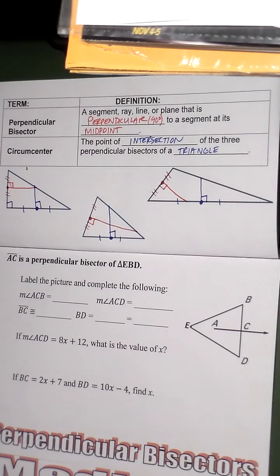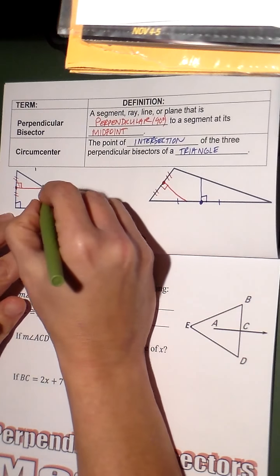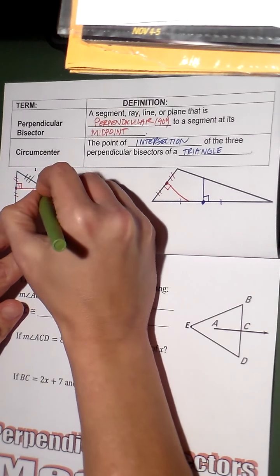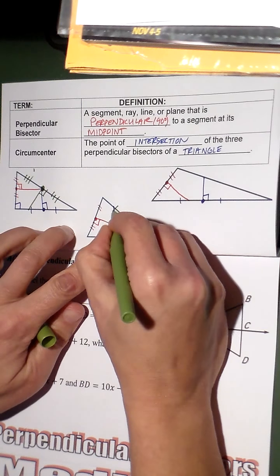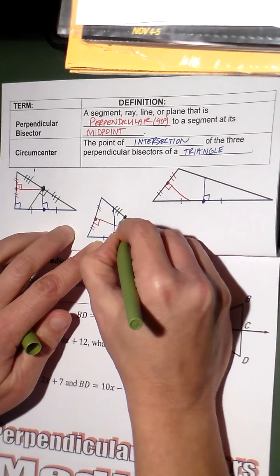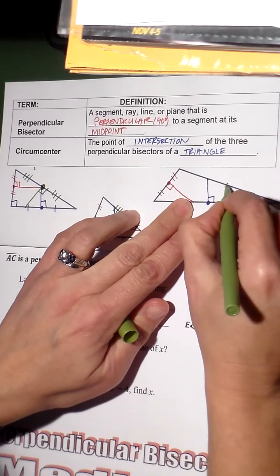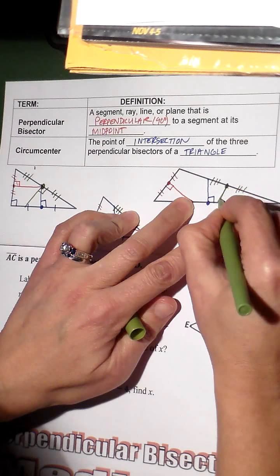I've just bisected the three sides of the second triangle. Let's do the third one. All right, I'm going to bisect this one. Perpendicular. I'm going to bisect this one. Draw your midpoint, draw your perpendicular. This is where they all come together. Bisect this side. Draw your midpoint, draw your perpendicular.